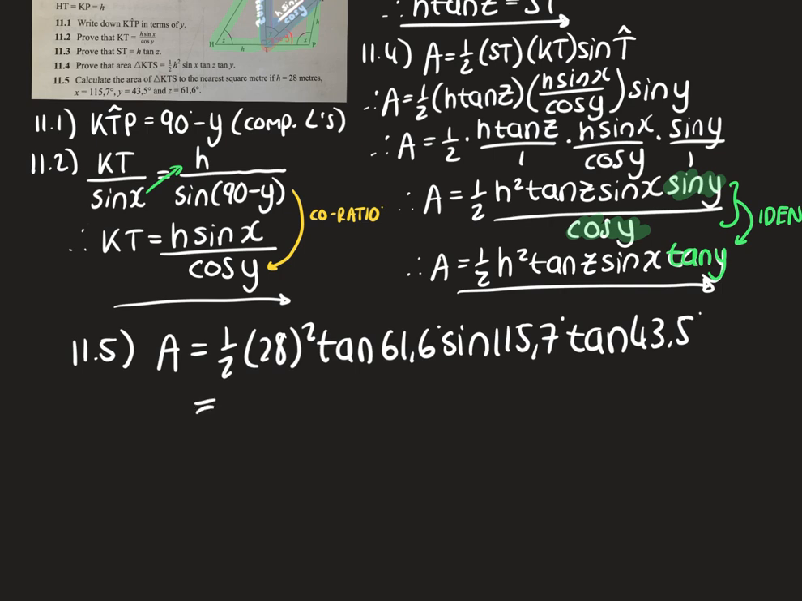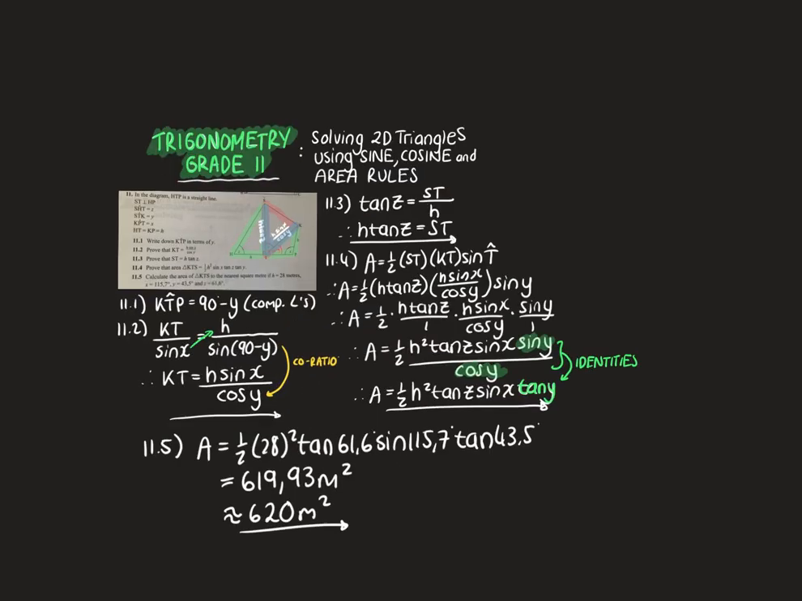Let's see what we get. So we've got a half times 28 squared times tan of 61.6, sine of 115.7 and tan of 43.5. Okay, so I've got 619.93, and in this case, what is it going to be? Units or meters squared. And they want it to the nearest square meter, so I'm going to say it's 620 square meters. Okay, fantastic, everybody.